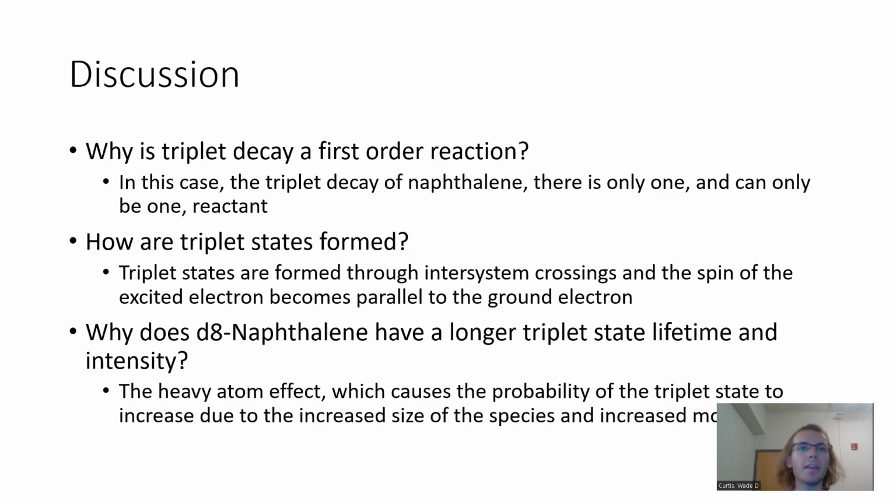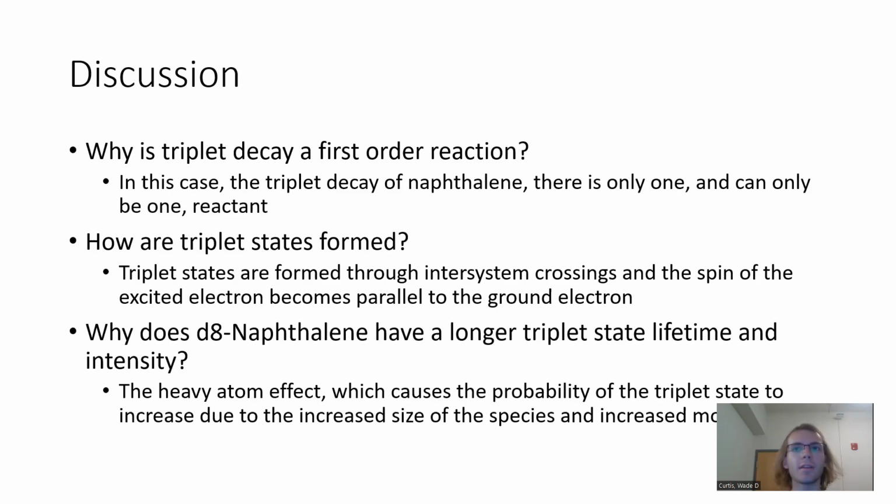So why is triplet decay a first-order reaction? In this case, decay of naphthalene, it can only be one reactant. And this is true for any triplet decay because there's only ever one reactant involved, since it's solely within the molecule or atom itself. How are triplet states formed? Triplet states are formed through the intersystem crossing between the first excited state and the vibrational excited state of the triplet state. This is a forbidden transition due to the spin of the electron flipping to become parallel to the electron in the ground state.